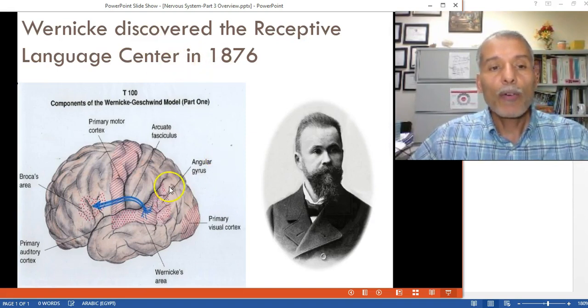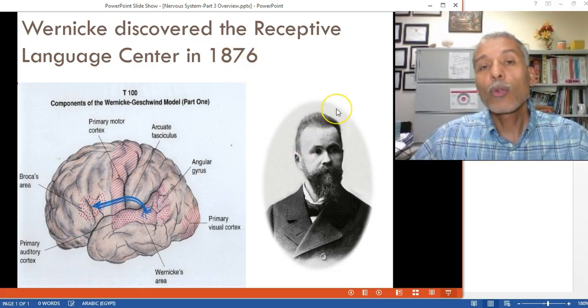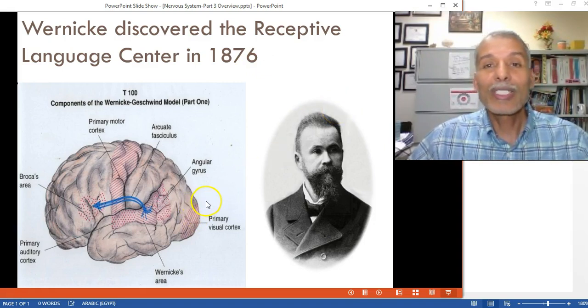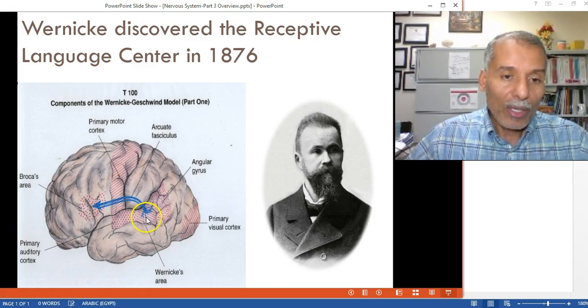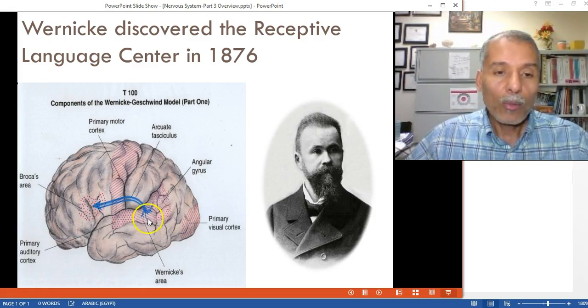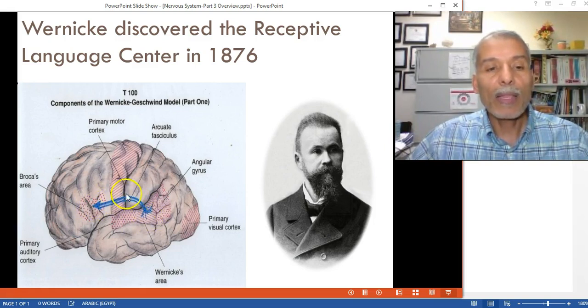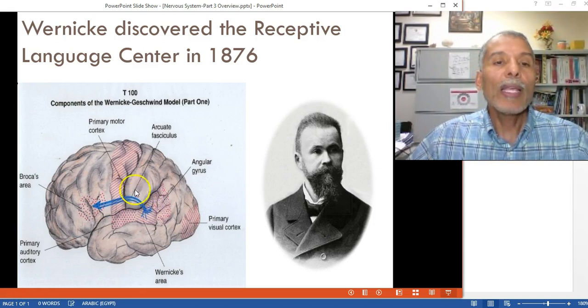So the person who discovered the functions of Wernicke's area was Carl Wernicke, and that was in 1876. Amazingly, he was only 26 years old when he made that discovery. Look at us and how many 27-year-olds now are able to make discoveries like that. So, and he also figured out that the area that we know today as Wernicke's area is connected with Broca's area in the frontal lobe of the brain. And the area that makes that connection, that pathway, is called the arcuate fasciculus.